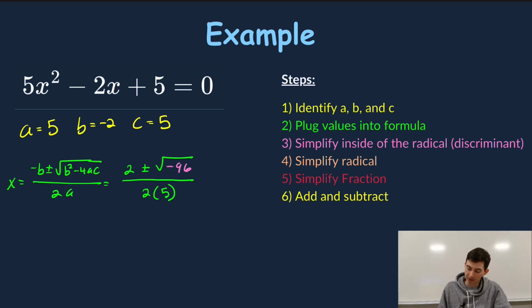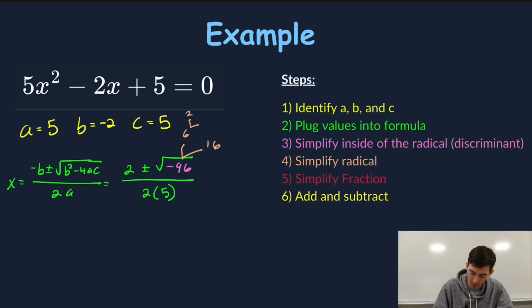Now my fourth step is to simplify the radical. And so I'm thinking what numbers multiply to negative 96. Negative 96 we can break into 6 times 16. 6 can be broken into 2 times 3. 16 can be broken into 2 times 8. 8 can be broken into 4 times 2. And 4 can be broken into 2 times 2.